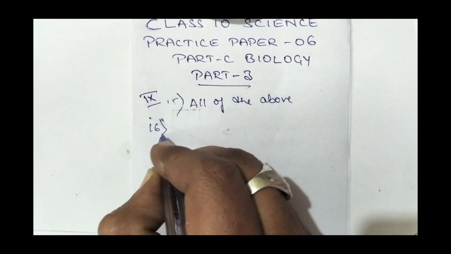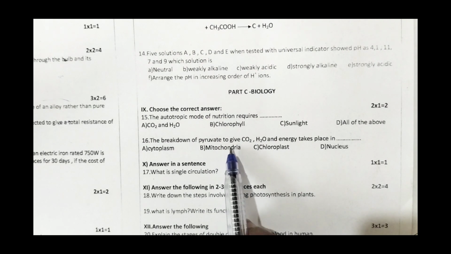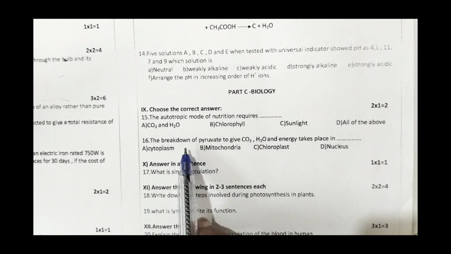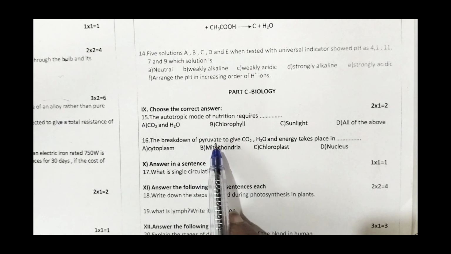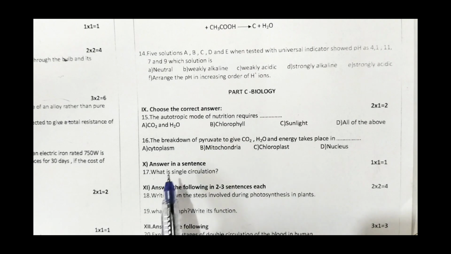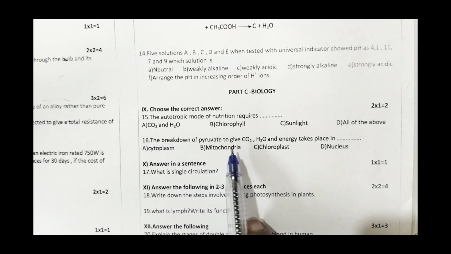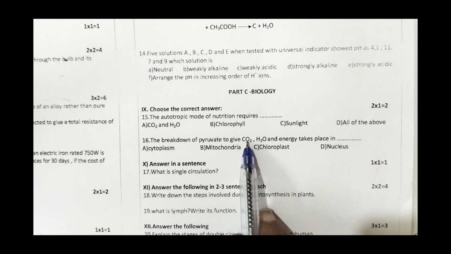So now let us move to the 16th question. So let us see what the 16th question is. The breakdown of pyruvate to give carbon dioxide. Actually the glucose will break down and be converted into pyruvate in the cytoplasm of a cell. But where the pyruvate will break down depends upon the presence or absence of oxygen. So here the breakdown of pyruvate gives carbon dioxide, water and energy. Since it's giving carbon dioxide and water, it should be aerobic.